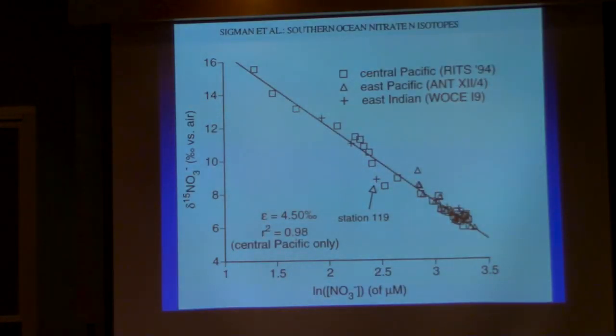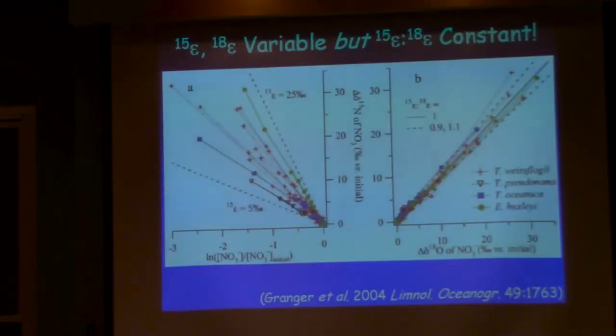Okay, so if we look at the Southern Ocean and the nitrogen isotopic composition of nitrate as a function of depth, we can treat it as a closed system. So we can look at basically a Rayleigh distillation, the delta 15N value of nitrate versus the log of nitrate concentration. What we see is that it falls on a nice line with a slope of around 5 per mil. So that describes the isotope effect associated with nitrogen assimilation.